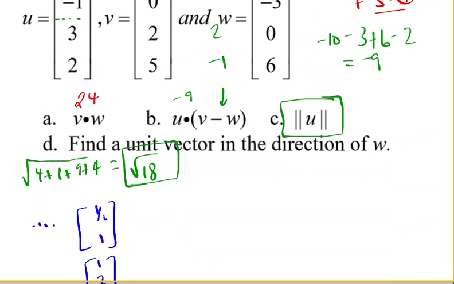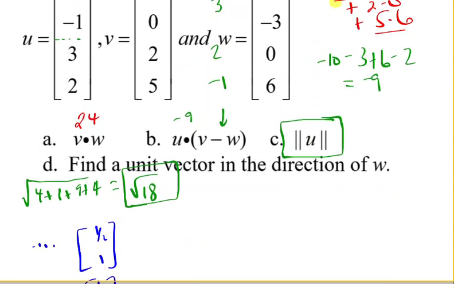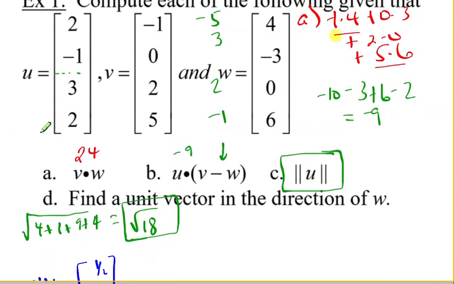And then it wouldn't be in the same direction if I made them both negative, because then they'd be going in the opposite direction. So we're going to keep those signs. So to find the unit vector in the direction of w, we're going to keep all those numbers, 4, -3, 0, 6. So that is obviously not a unit vector. A unit vector just has a length of 1.